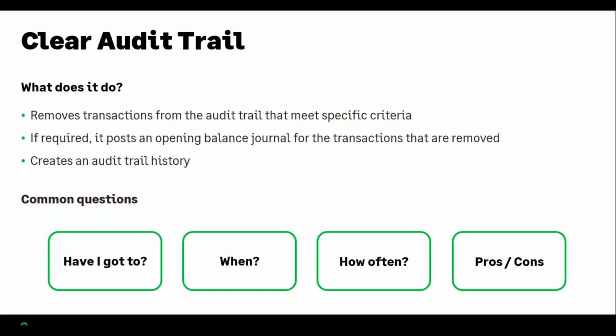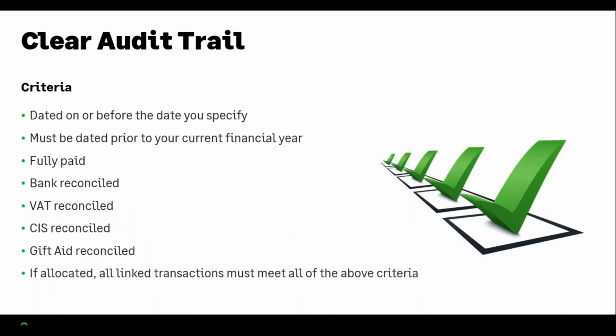Now we'll move on to the criteria. As I said at the top bullet point there, remove transactions from the audit trail that meets specific criteria. If you've downloaded the handout, brilliant, because you're going to have this. If not, then I would suggest you download the handout, because having this at your fingertips is going to help you learn what the criteria is when you're doing the Clear Audit Trail.